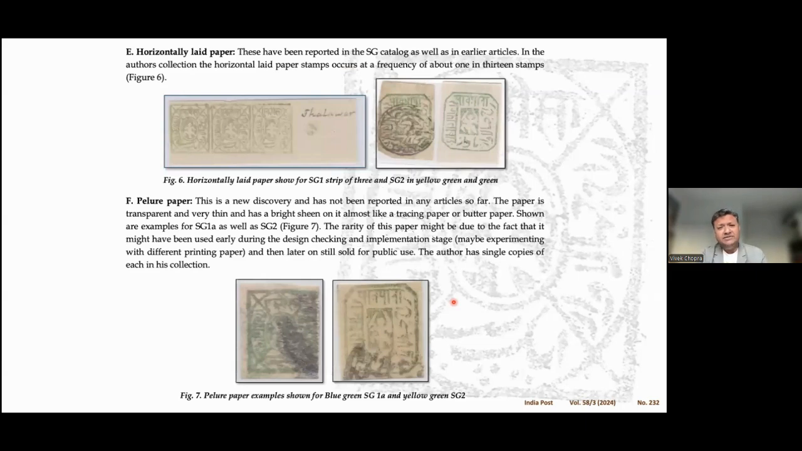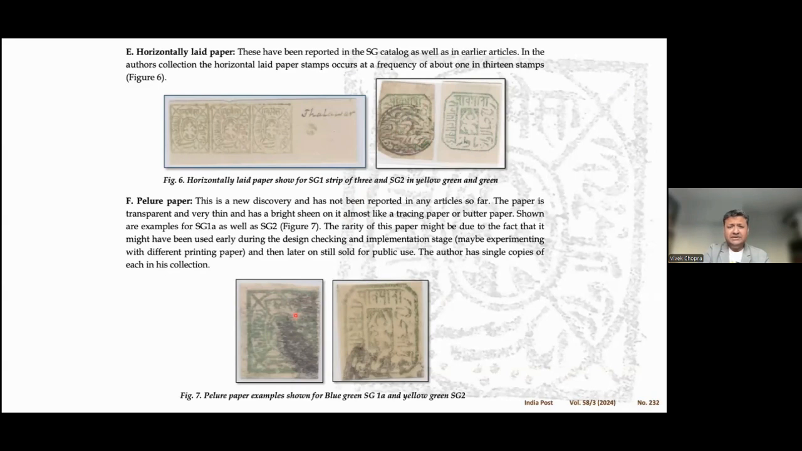I have a few examples of the horizontally laid paper, and even the Stanley Gibbons catalog mentions that these are not easy to come by. When I did the math on whatever stamps I have, these horizontally laid papers occur at a frequency of about 1 in 13 stamps. You can see both varieties, for the SG1 first issue as well as for the SG2 second issue.